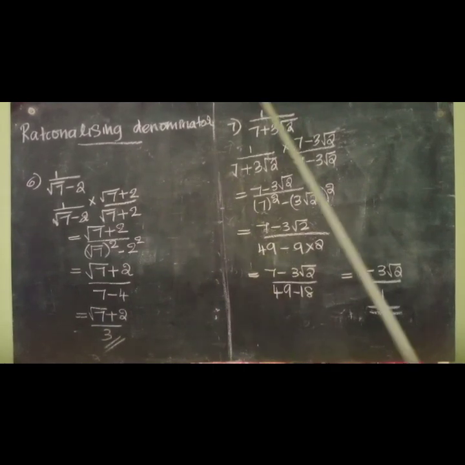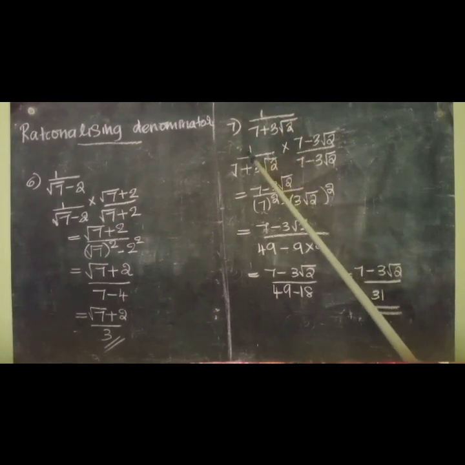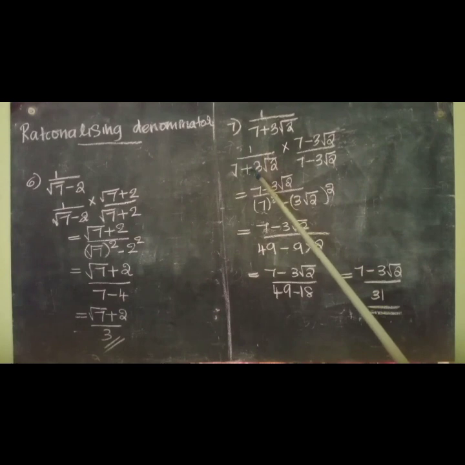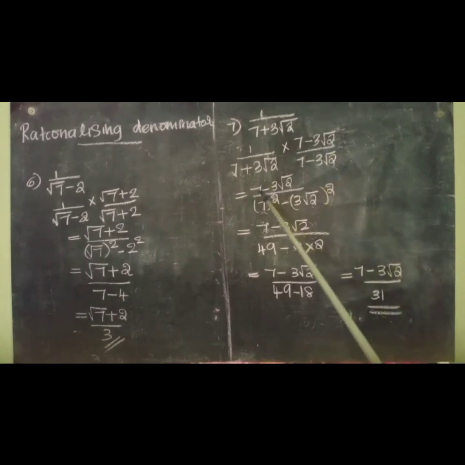Next question, 1 by 7 plus 3 root 2. So the steps, 1 by 7 plus 3 root 2 into 7 minus 3 root 2 by 7 minus 3 root 2. That is equal to 7 minus 3 root 2 by here 7 square minus 3 root 2 square. That is equal to 7 minus 3 root 2 by 7 square. That is 49. 3 root 2 square.